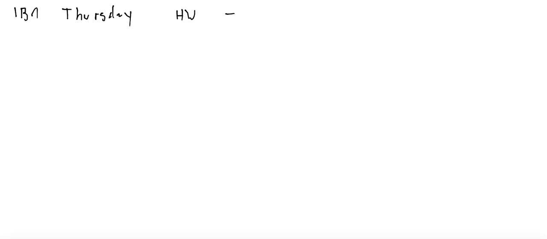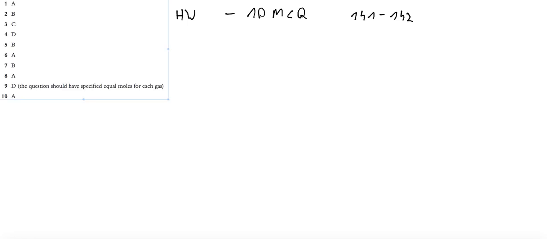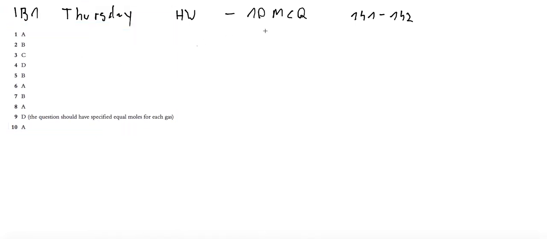Do you remember? You had to do 10 multiple choice questions from your Tsokos, page number 141, 142. I hope you did this. So let's check your answers. Here you have Tsokos answers found in the Tsokos book for teachers' resources. The correct answers are first A, second B, third C, fourth D, fifth B, sixth A, seventh B, eighth A, 9D, but there is additional information. The question should have specified equal moles for each gas, in exercise number 10A.